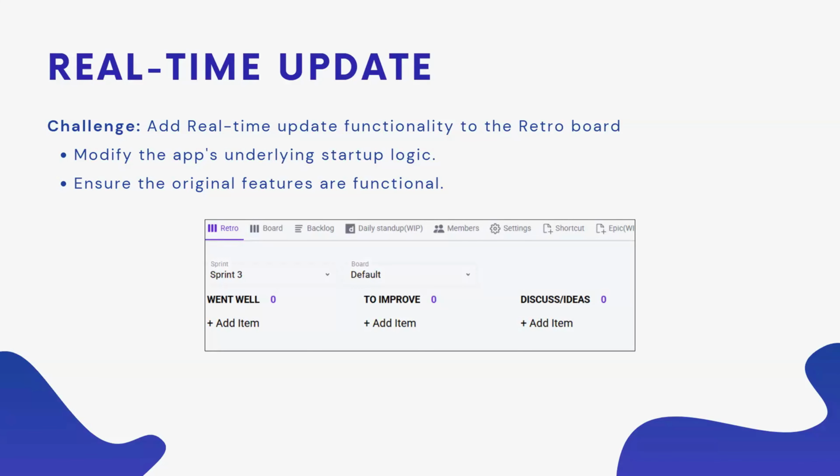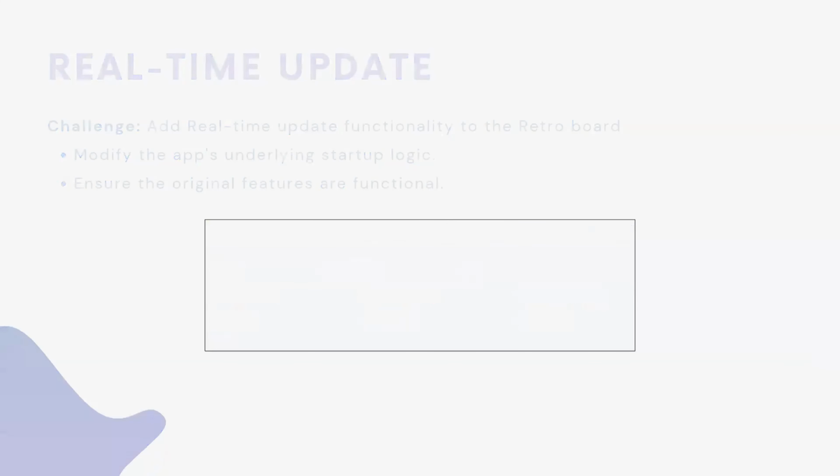However, implementing this feature requires changing the application server startup logic, which involves the integrity of the entire backend API. Therefore, ensuring that all the original features are functional after the feature is developed is a significant challenge.